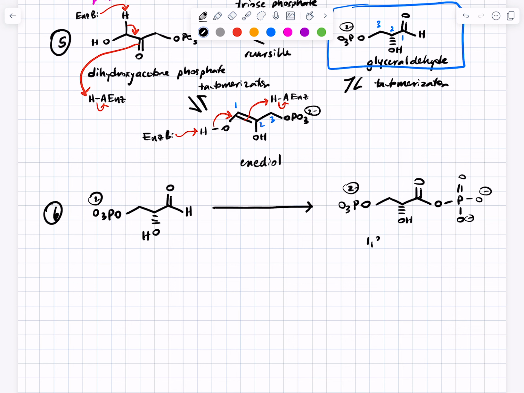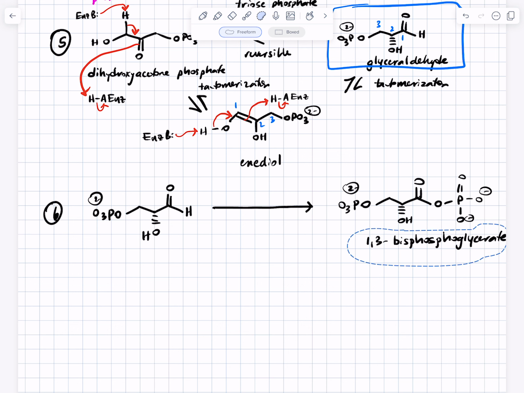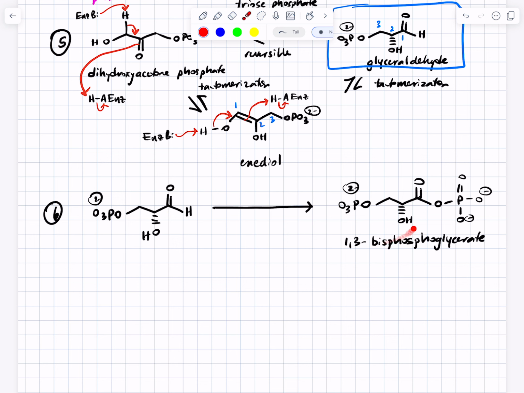And this is called 1,3-bisphosphoglycerate. Now you can see that this is an oxidation reaction because we start out with an aldehyde and we end up with something that's at the carboxylic acid oxidation state, right? It's now got 3 carbon-oxygen bonds with that C1, an oxidation reaction.